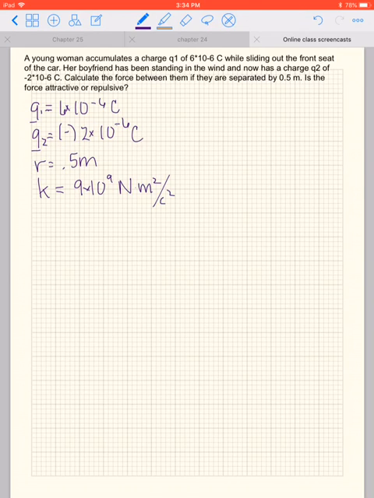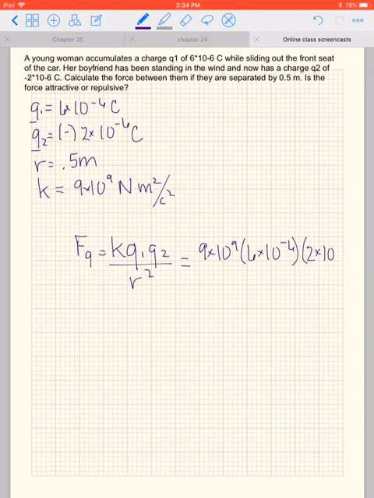All right, now my formula, F sub Q, is equal to K Q1 Q2 all over R squared. Now all I have to do is plug it in. So it's equal to 9 times 10 to the 9th times 6 times 10 to the negative 6 times 2 times 10 to the negative 6.